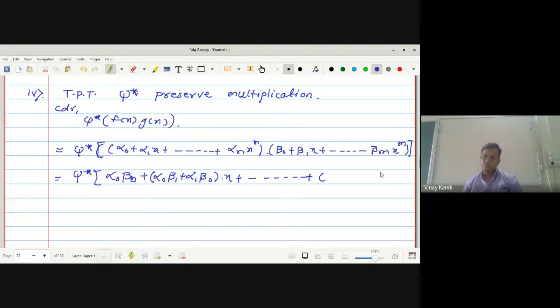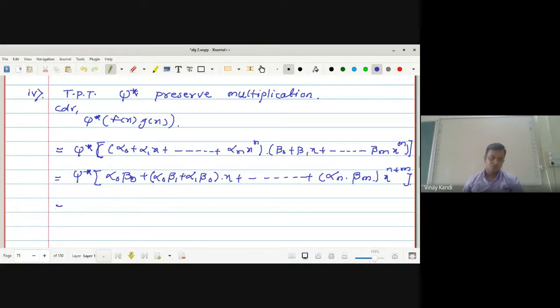What is the coefficient of x raised to n plus m? There it will only be alpha n into beta m. It is the last coefficient, so the earlier coefficients are not needed.